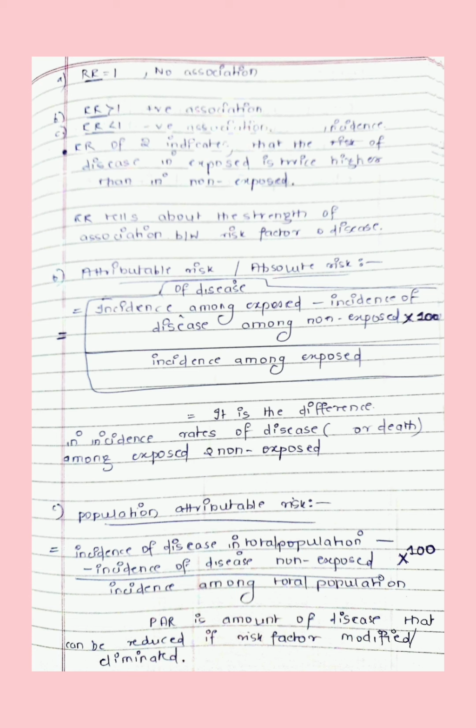You write this down, and you can write that when the relative risk is 2, it indicates that the incidence of disease in the exposed is twice as high as in the non-exposed. It tells us about the strength of association between risk factor and disease. You must write this point. Then we calculate the attributable risk, which is also called absolute risk. You write this formula, and it is the difference of incidence rates of disease among the exposed and non-exposed. Also write the population attributable risk and its formula.